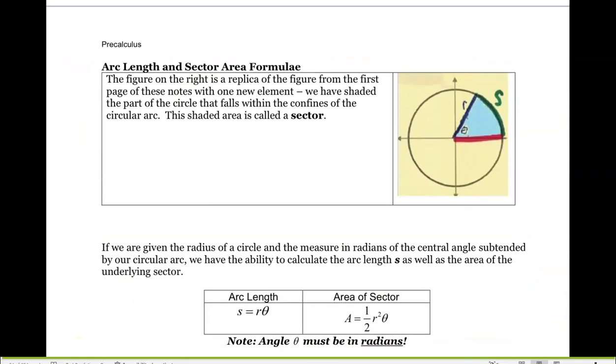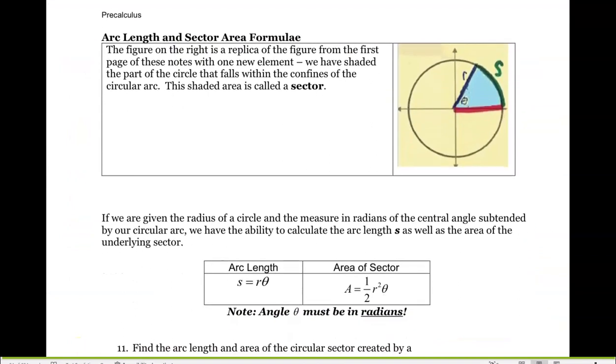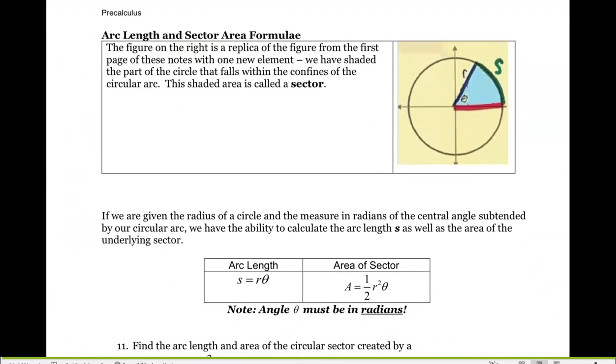Now we have some other formulas. We're going to try to figure out two things. The arc length, which is the S. Think about that as the pizza crust. That's my pizza crust. The area is all of this. That's the pizza slice. I know it's a strange thing to think of it in terms of food, but it may help you understand this.